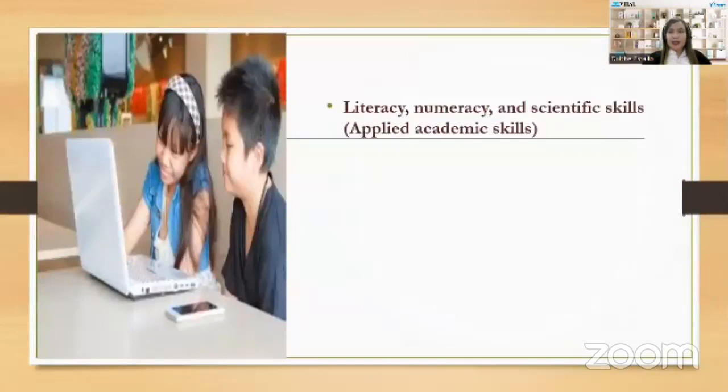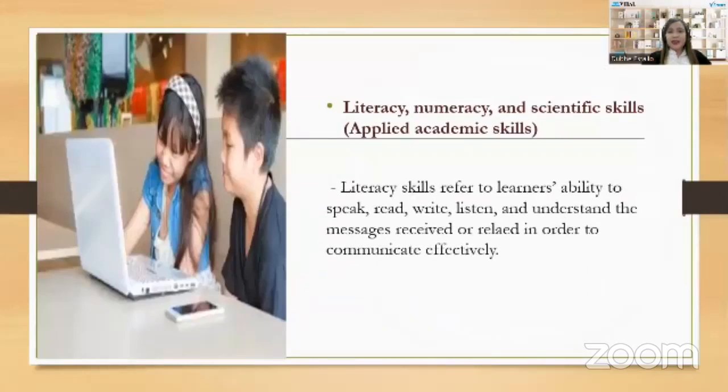First, let's talk about our literacy, numeracy, and scientific skills, which we could also refer to simply as applied academic skills. When we talk about these, we think languages, we think math, and of course, we think sciences. Okay, these literacy skills, we'll start off with the first one. Literacy skills refer to our learners' ability to speak, read, write, listen, and understand the messages that they have received or they wish to relay in order to communicate effectively.